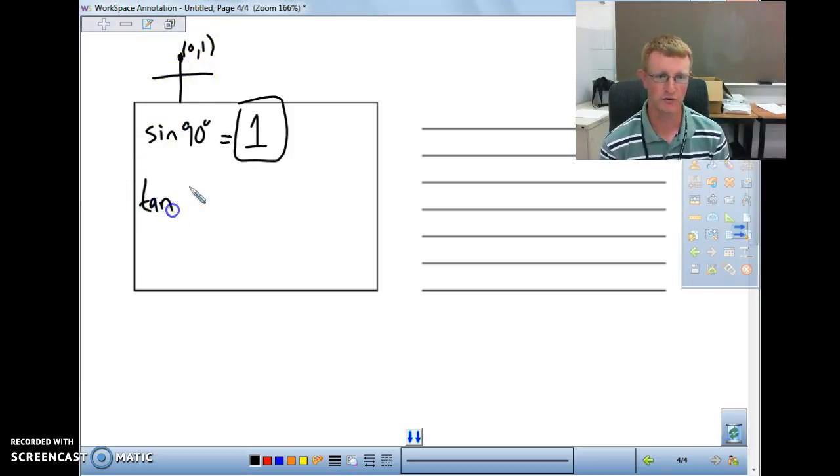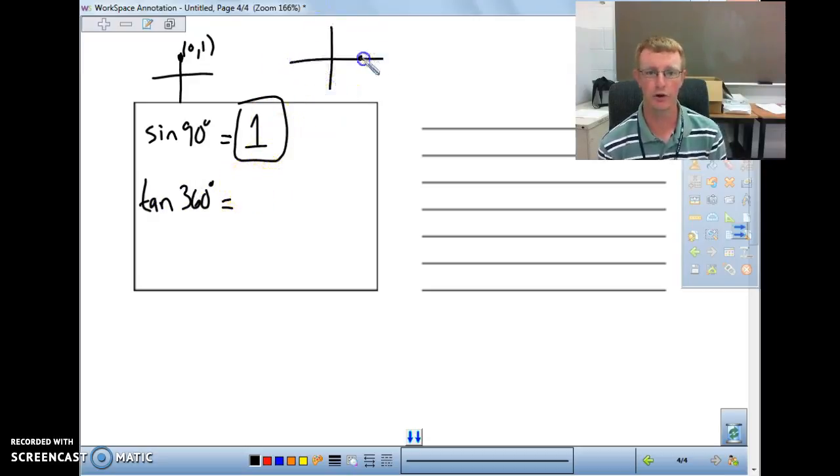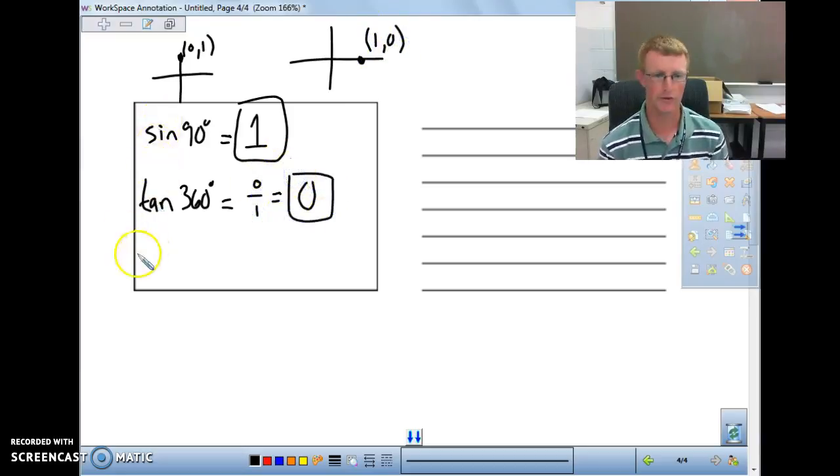If we do tangent of, say, 360 degrees, that is going to be y over x. So at 360 degrees, we are right here. So the y value is 0. The x value is 1, so we do 0 divided by 1, which is equal to 0. And then the last one, cosine of 270. So again, we go down here, that's where 270 degrees is at. That coordinate is (0, -1), and the cosine is the x value, so that value is going to be 0.